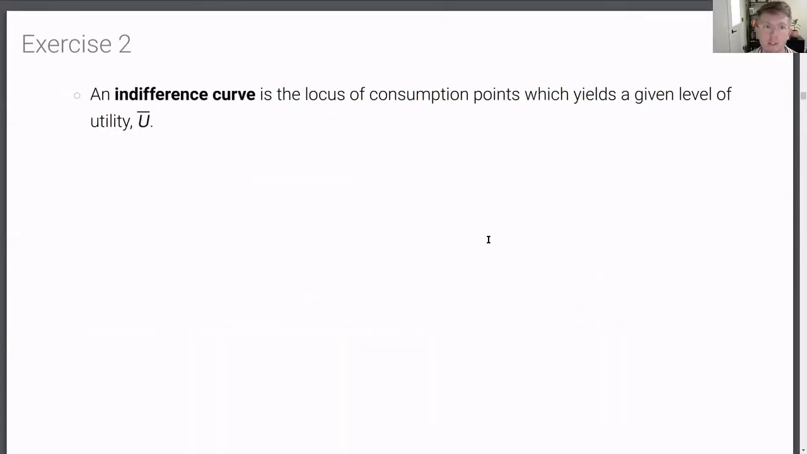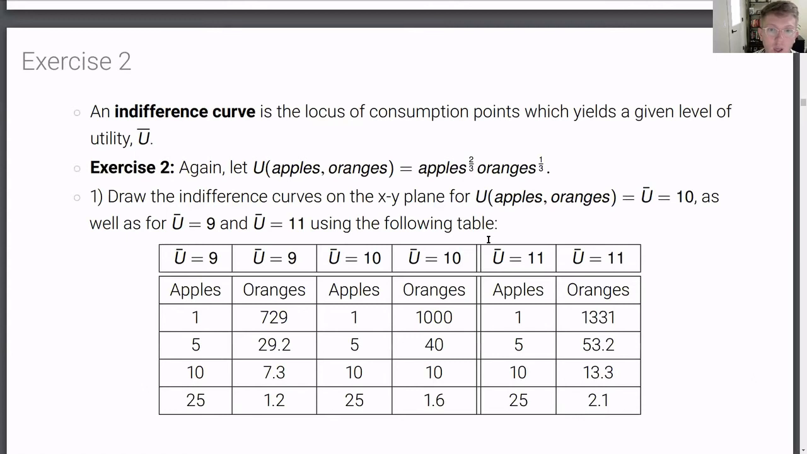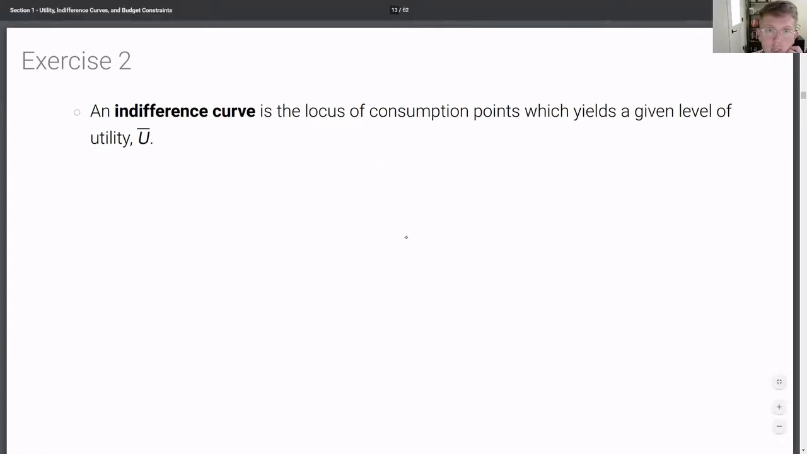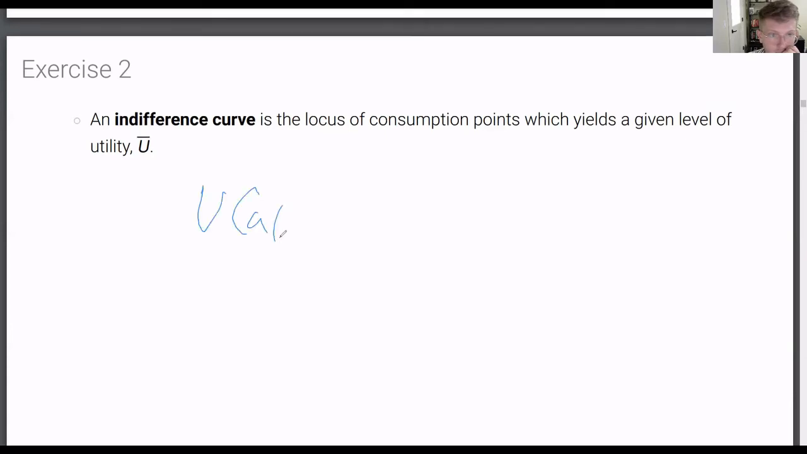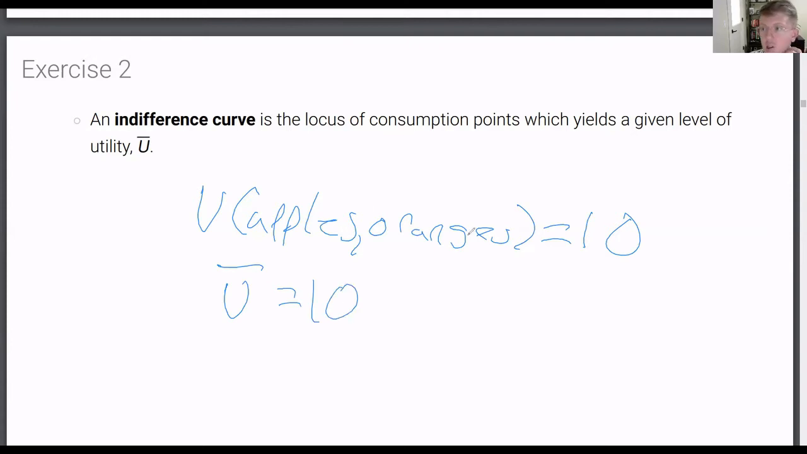Okay, so let's move on to exercise 2 and think about indifference curves. So an indifference curve we're going to define to be the locus of consumption points which give a given level of utility U. And so basically, just to make this concrete, if we have a utility function that is some function of both apples and oranges, then if we set our utility function equal to some number, say 10, or U bar is equal to 10, that's going to give us all the combinations of apples and oranges which give us a utility of 10. In other words, it's going to be all the combinations of apples and oranges that leave us equally well off at a utility level of 10. And so that's one way you can think of it.